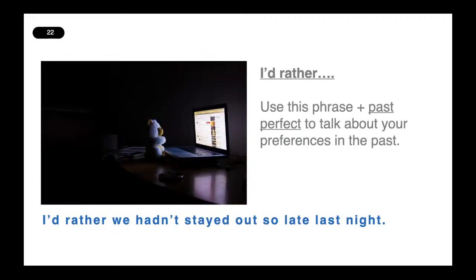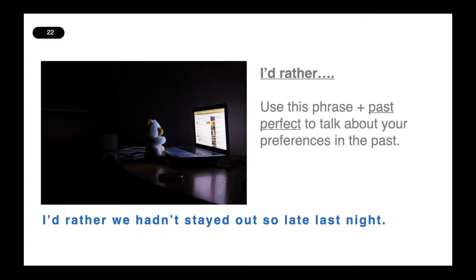I'd rather plus past perfect to talk about preferences in the past. So if you want to talk about a regret, this is good for regret. I'd rather we hadn't stayed out so late last night. Means that we did stay out late, and I really regret it because now I don't feel good. Now I'm tired today.